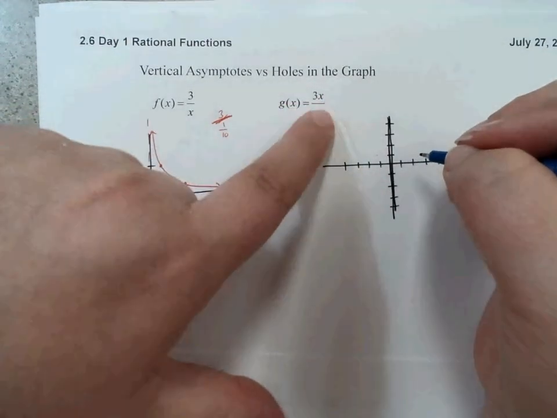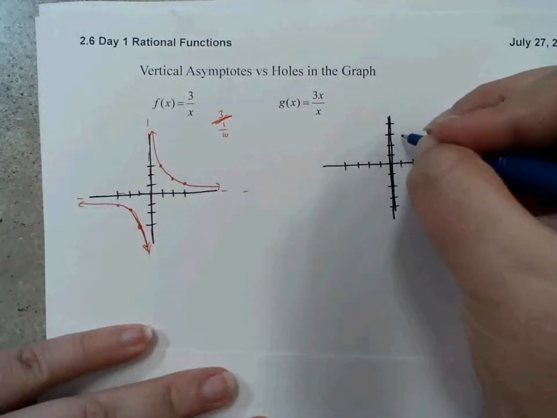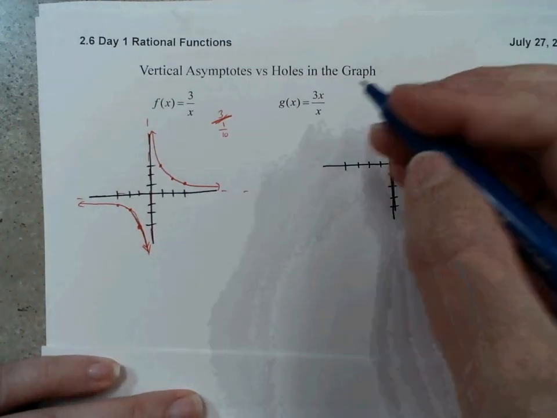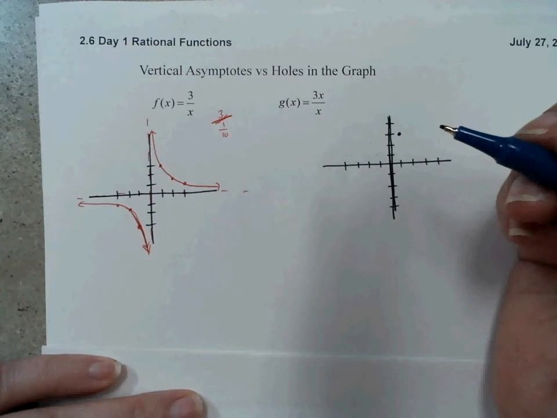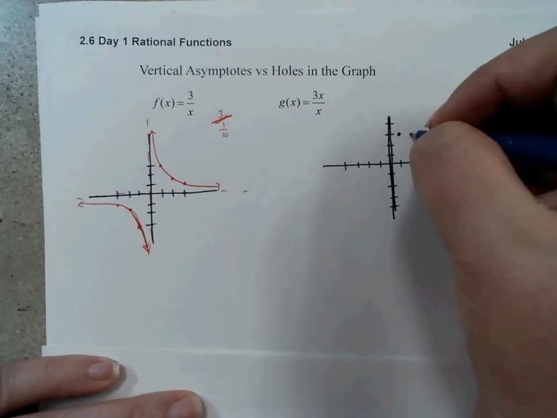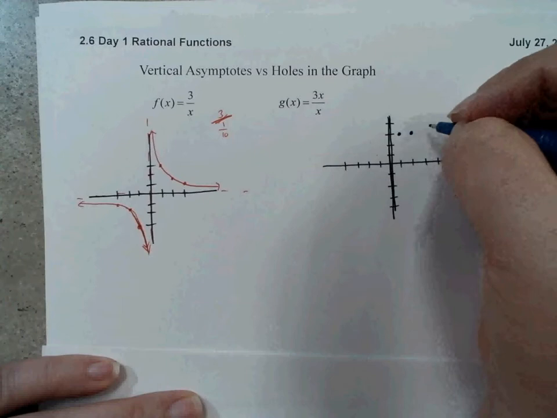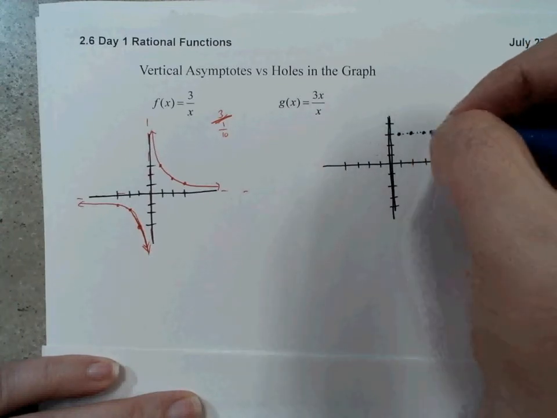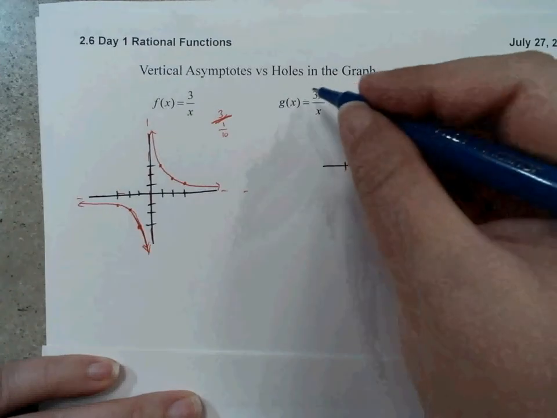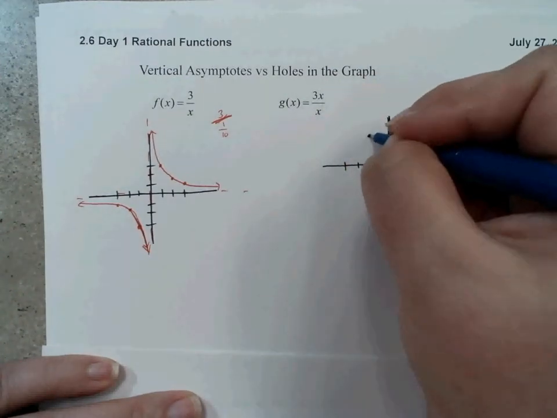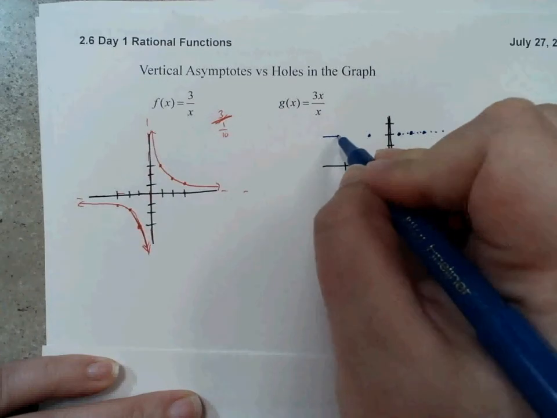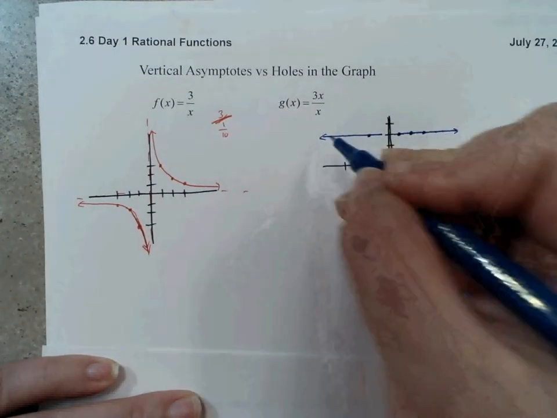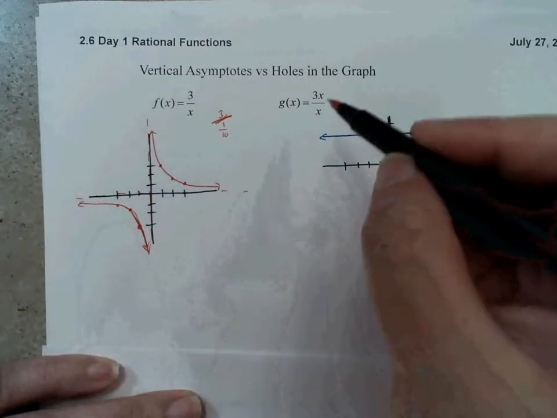If I were to plug in 1, then I would get 3 times 1 divided by 1, so that's 3. If I were to plug in 2, I would get 3 times 2 divided by 2. 3 times 2 and then divided by 2 is still 3. If I were to plug in 3, I would get 3. If I were to plug in any number, I would get 3. If I were to plug in -2, 3 times -2 divided by -2 is 3. I would get 3 for all of these numbers except when the denominator equals 0.